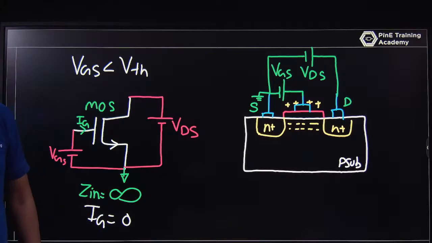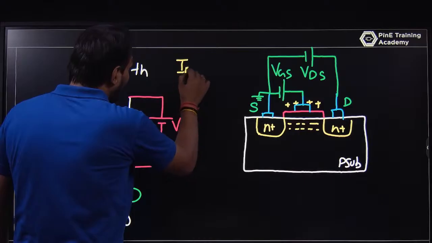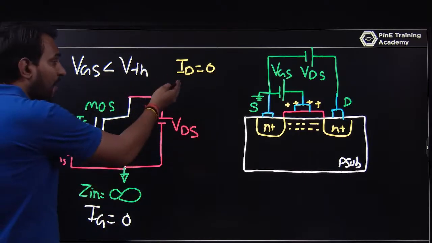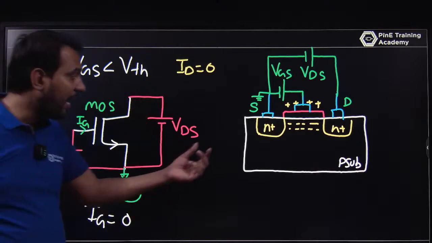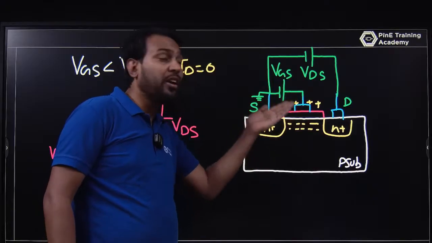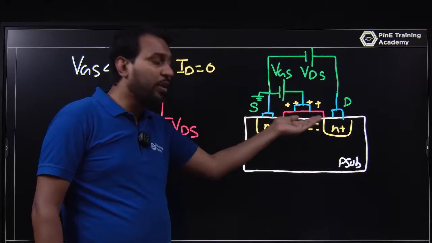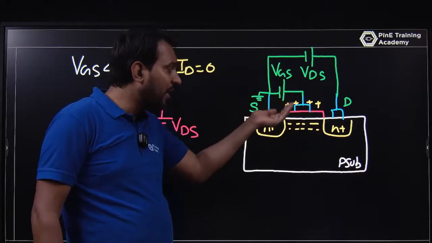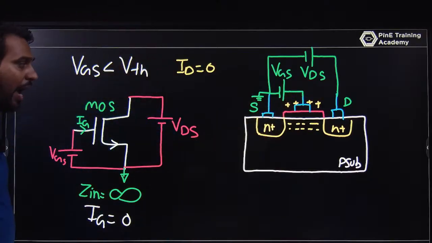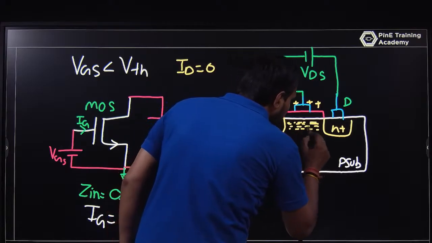So if VGS is less than VTH, ideally ID is 0. But practically you have some current, because there is a small amount of conduction. As VGS goes up and reaches VTH, good conduction will form. But before VTH, there is a current between drain and source. And this inversion layer forms a channel between drain and source.